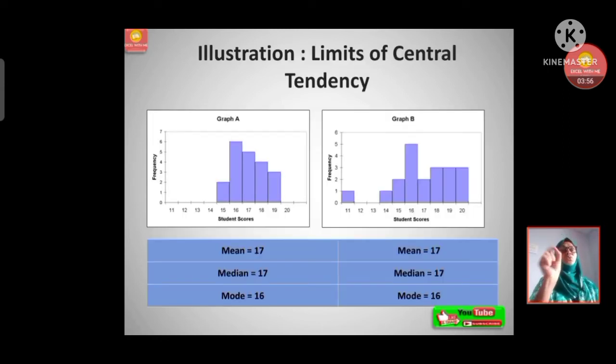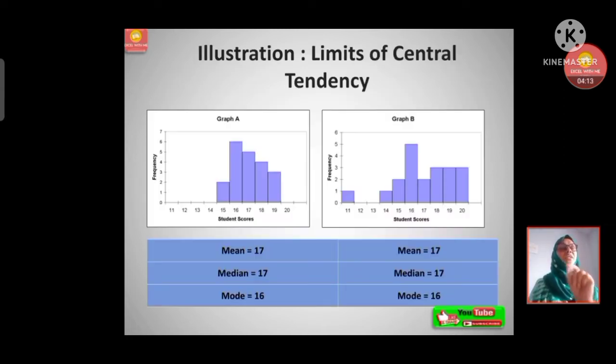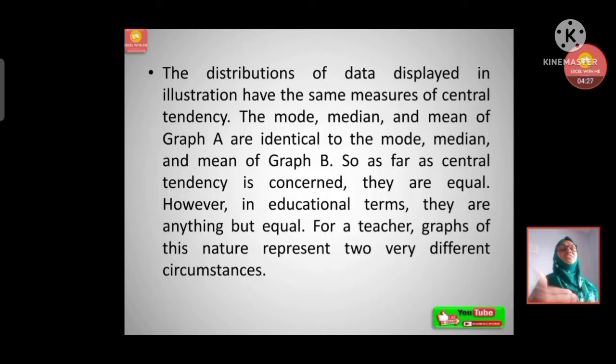Here, two groups are there, group A and group B. The mean is given below for both groups. The distribution of data displayed in the illustration has the same measures of central tendency. Mean is 17 for group A and group B, median is 17 for both, and mode is also the same for group A and B, that is 16. The mode, median and mean of graph A are identical to those of graph B. So, as far as central tendency is concerned, they are equal.